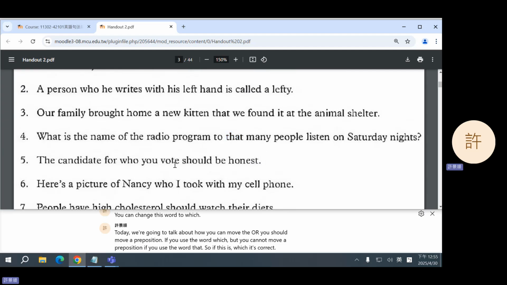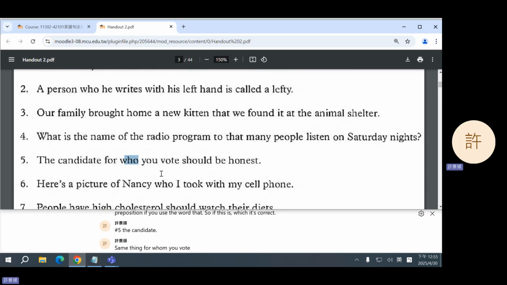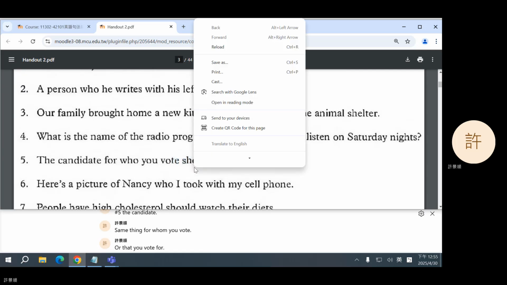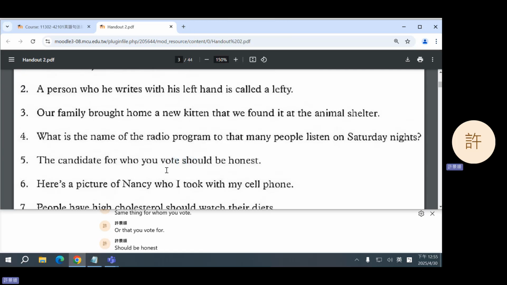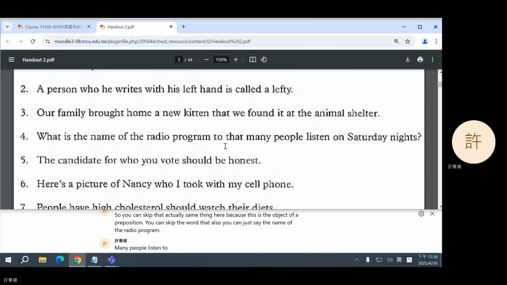Number 5, the candidate, same thing, for whom you vote or that you vote for. Now, if you say that you vote for a candidate, the word that is an object, so you can skip that. Actually, same thing here. Because this is the object of a preposition, you can skip the word that also. You can just say the name of the radio program many people listen to.